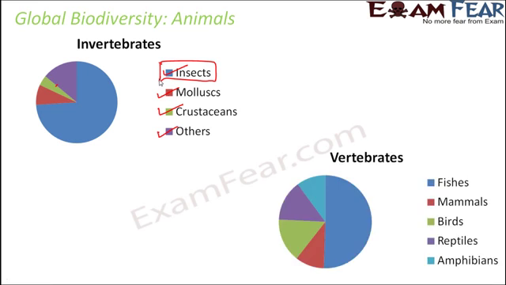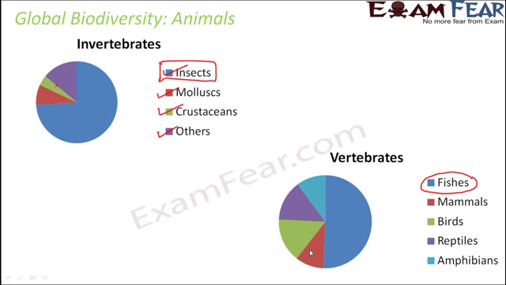Now let us consider the vertebrates. In vertebrates we will talk about fishes, mammals, birds, reptiles and amphibians. Here, if you see, the group with maximum variety of species are the fishes. You can see these are the fishes. The color denotes which one is which. Almost 50% are covered by fishes, and the next are mammals, birds, reptiles and amphibians, as you can see here. So this is how the diversity is in case of animals. Similarly, we will see it in case of plants as well.